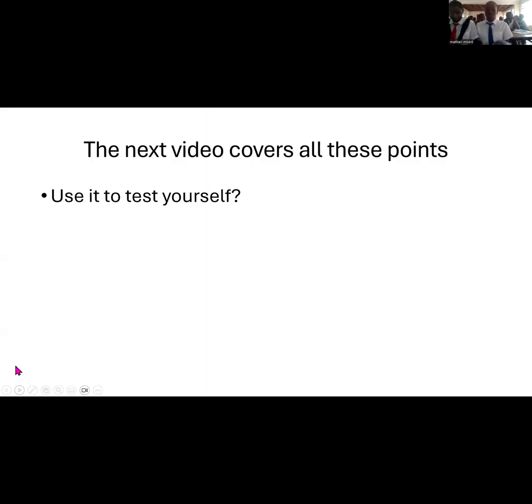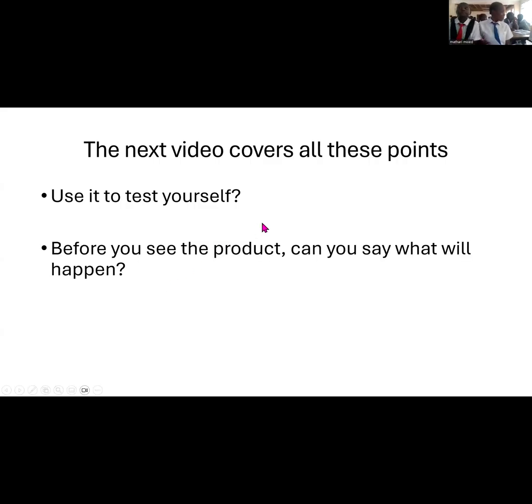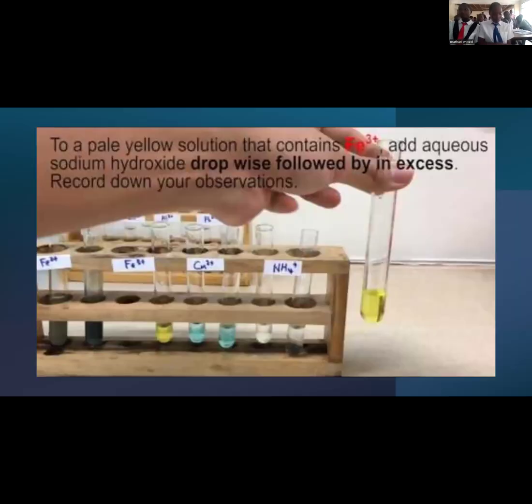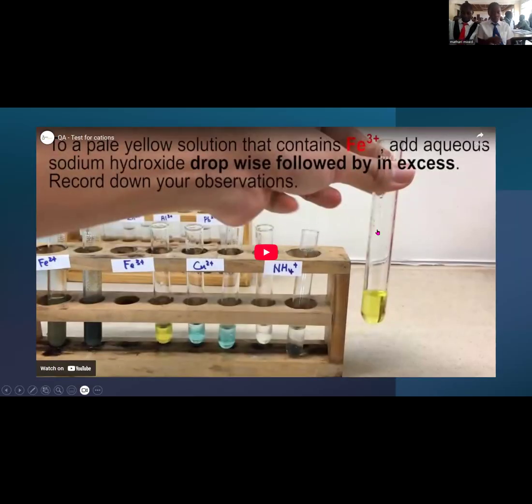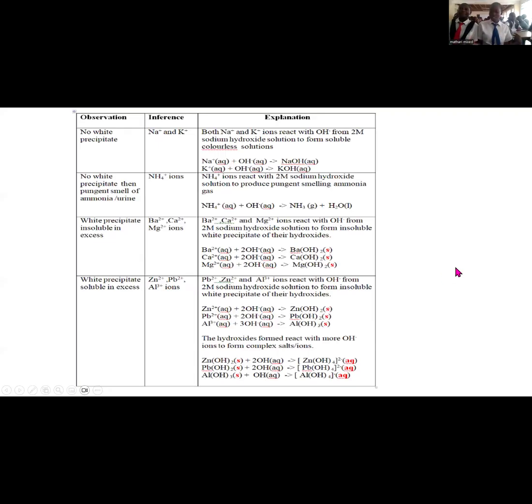So when I send this to your teachers, you can use the next one to test yourself if you want. You can try to predict what is going to happen, and you can try to write the equations, which is what we are going to do next. Here it is. So for instance, this first one, a pale yellow solution of Fe3+, add sodium hydroxide to it, what will you see? And so on. So you can do that yourselves.